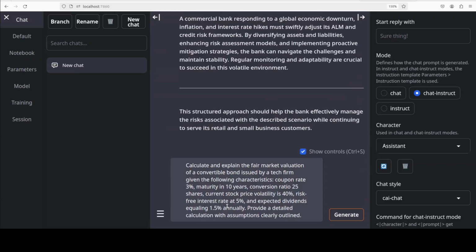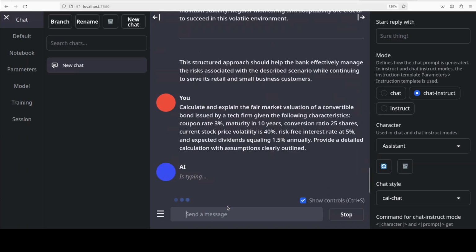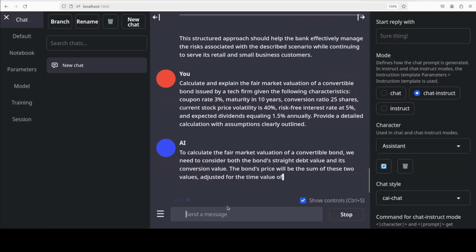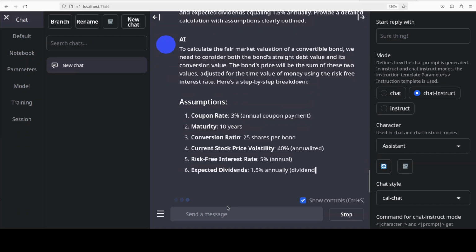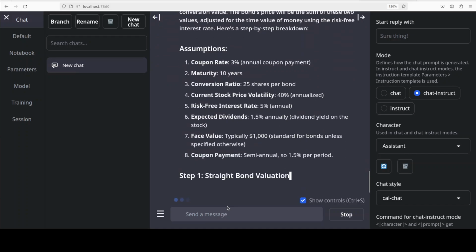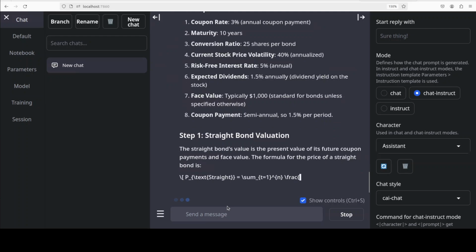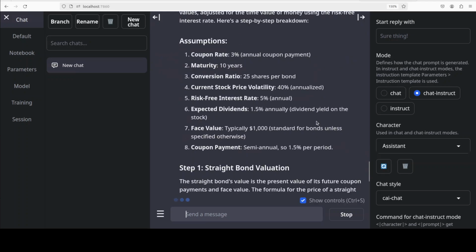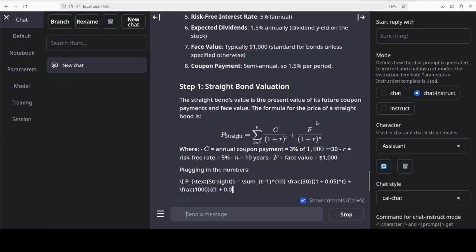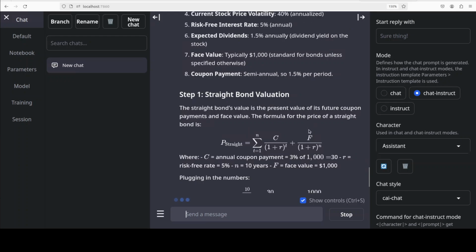So I am asking it to calculate and explain the fair market valuation of a convertible bond issued by a tech firm given the following characteristics. And then there are some financial parameters which I have given it. And there you go. So if I quickly browse through the answer, this is really very high quality. You see that it has assumed a few of the variables which I haven't mentioned, and then on the basis of that it is doing the straight bond valuation.